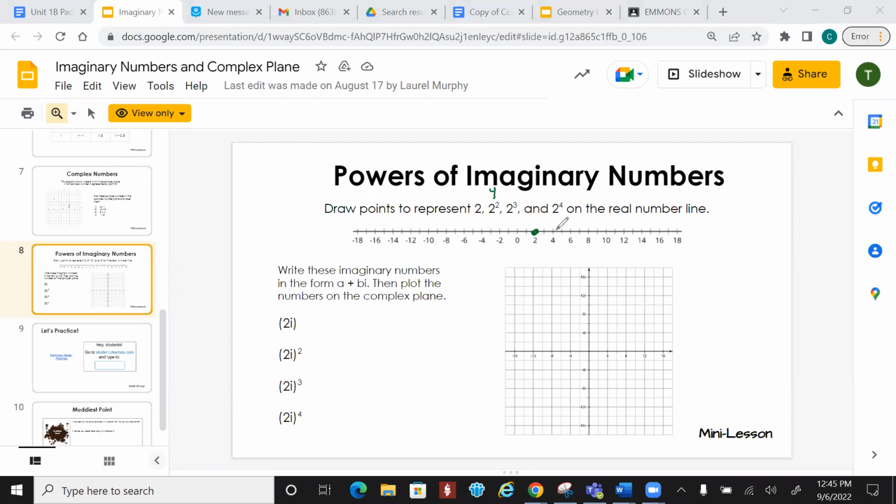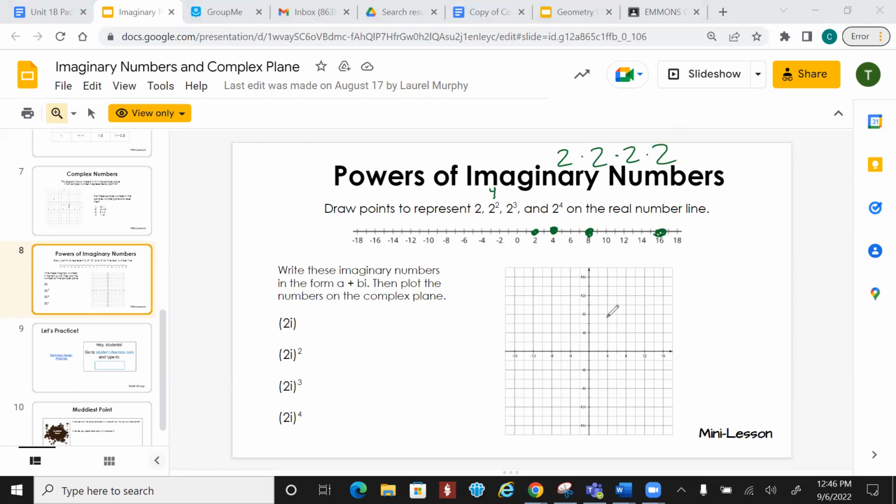Okay. And then we have 2 to the third. What is that going to be? Not 6, 8, right? Because that's the same thing as saying 2 times 2 times 2. So that's going to be 8. And then 2 to the fourth, that's 2 times 2 times 2 times 2. What's it going to give me? 16.